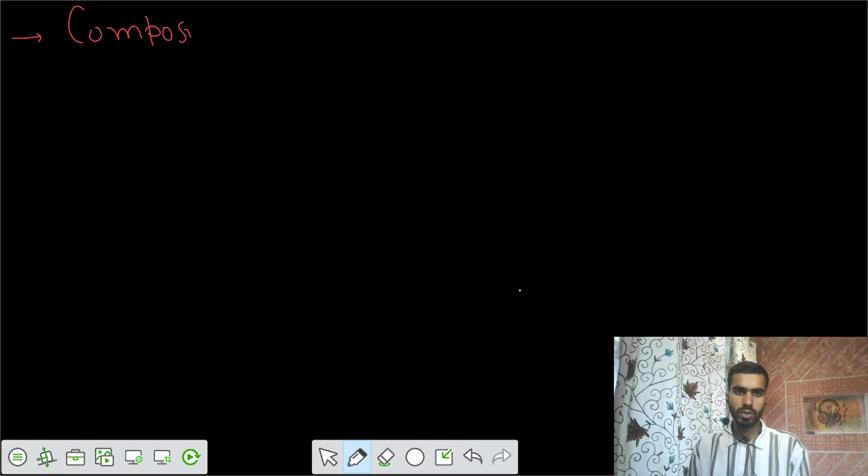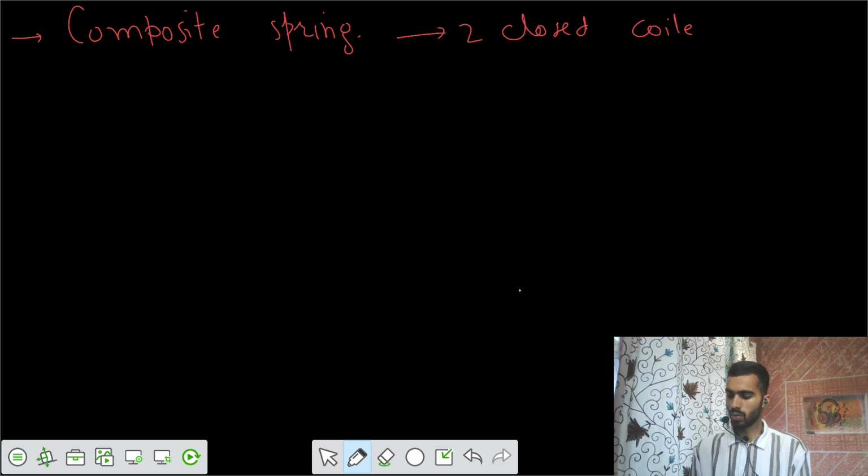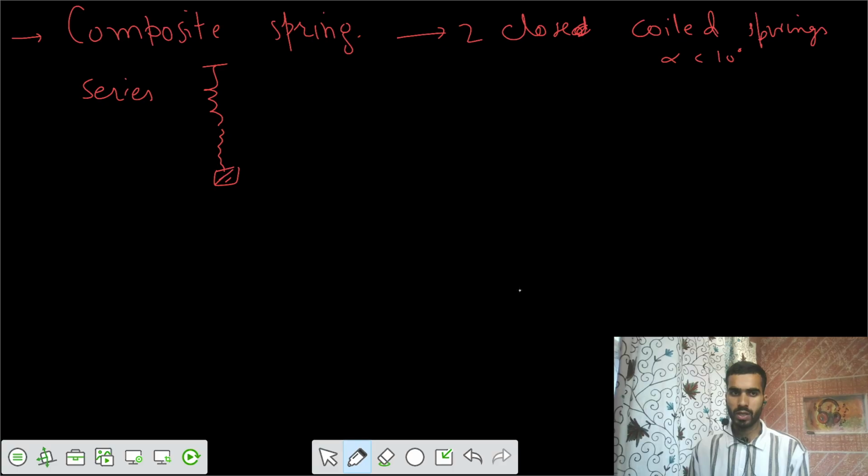Let's take that second problem. We have a composite spring. It has two closed coiled springs, that is, both have alpha less than 10 degrees, and they are attached in series. So there is one spring, and there is one more spring after that. So there we have two springs in series, one having K1 and the other K2. Accordingly we can have the other data also.